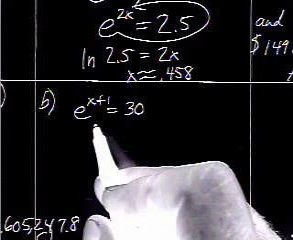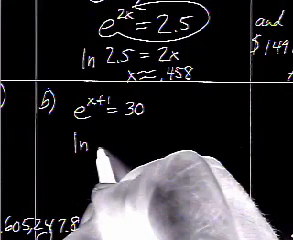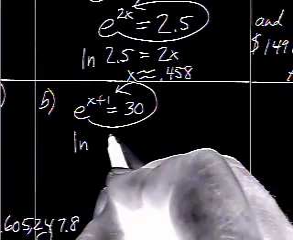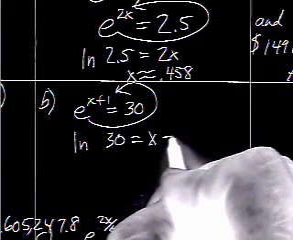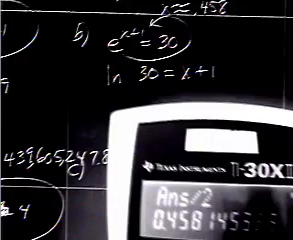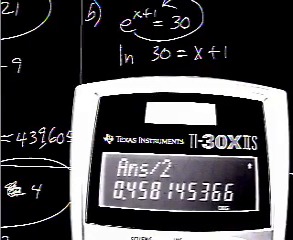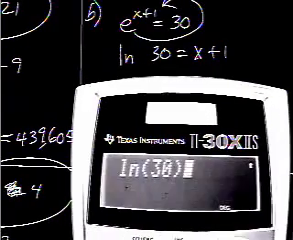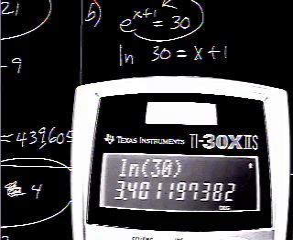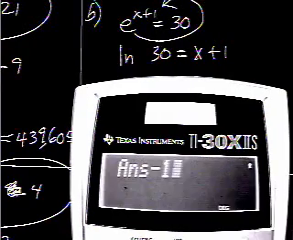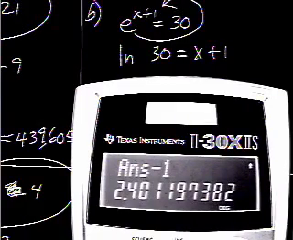This is already isolated, so I can change it to its log form. ln of 30 equals x plus 1. Well, a natural log of 30 isn't too bad. That's easy to figure out. So then we need to subtract what? 2.4.